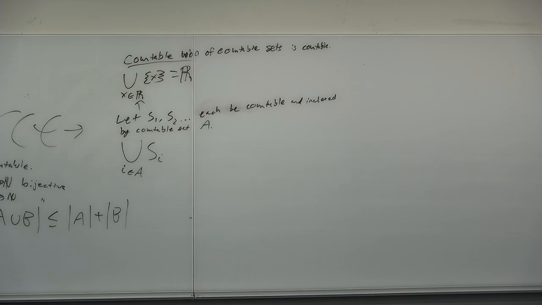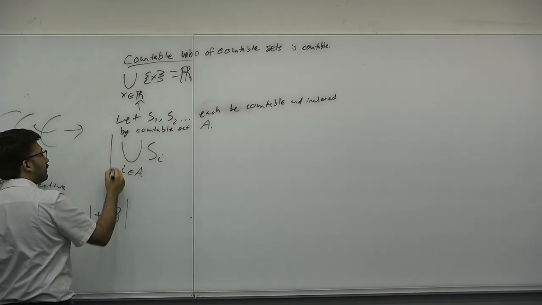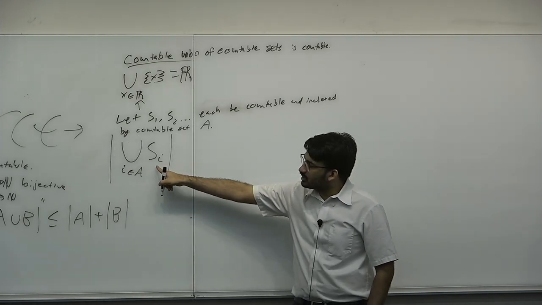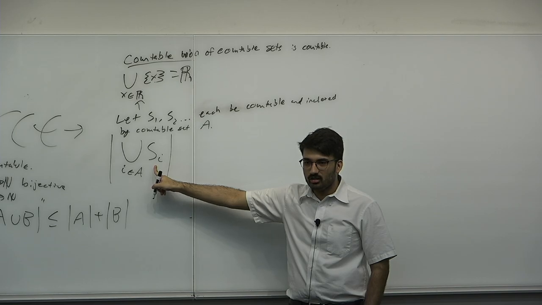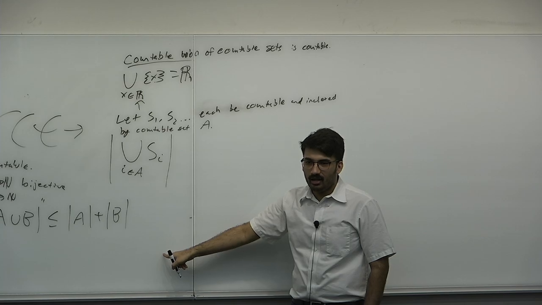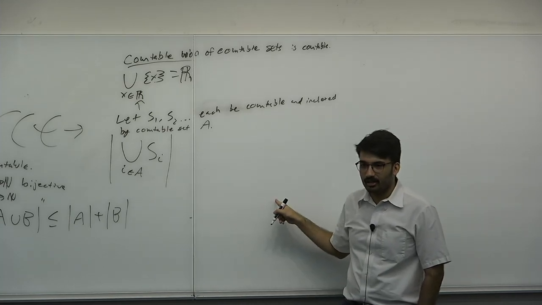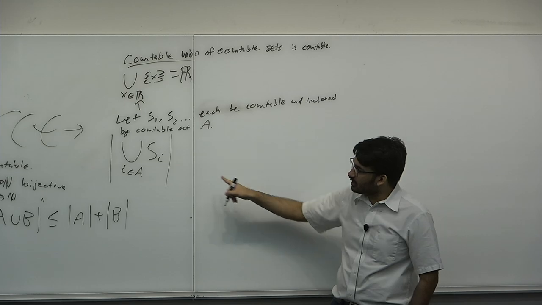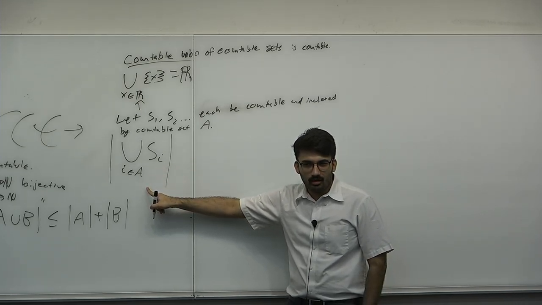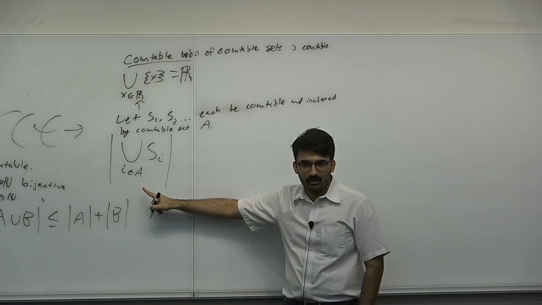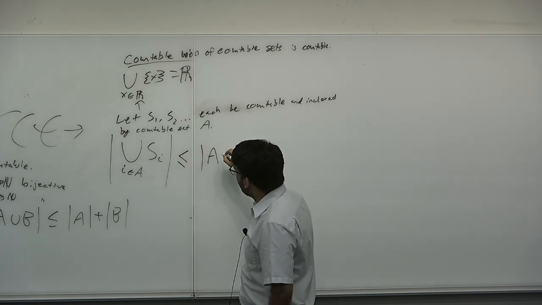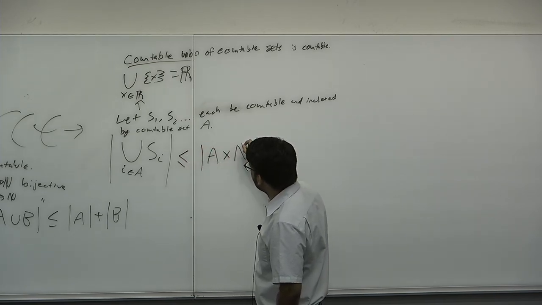Now, we want to compute the cardinality of this and show that it's countable. I claim that you can reorder the elements in this union into a table, where the table has dimension A one way and the max of the Si the other way. So we can assume that the max of the Si is just the naturals, and we can assume that the other direction is indexed by A. So I claim, sort of unrigorously, that this has cardinality no greater than the Cartesian product of the naturals times A.